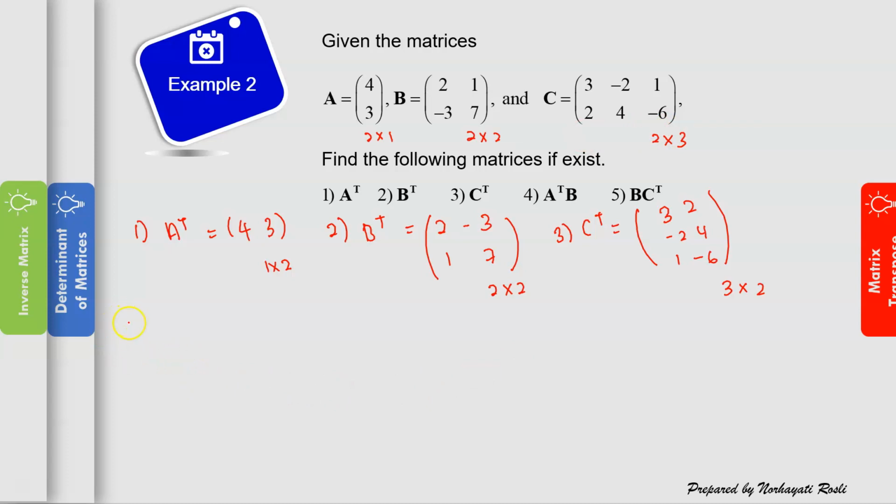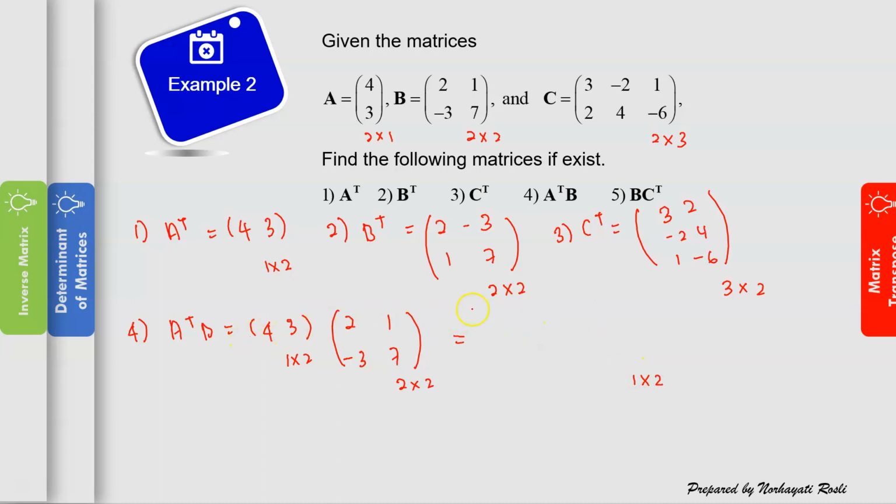Then for number 4, we need to find A^T B. In this case, our A^T is 1 times 2 and B is 2 times 2. So you can multiply these two matrices, that is [4, 3] times [2, 1; -3, 7]. This one is 1 times 2 and this one is 2 times 2, which means your final answer should be 1 times 2.